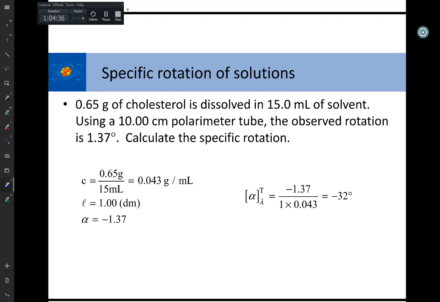Okay, all right. 0.65 grams of cholesterol is dissolved in 15 milliliters of solvent, because you're going to fill a 10 decimeter cell, so it has to have a fairly large volume. But it's using a 10 centimeter polarimeter tube, that's the cell. The observed rotation is 1.37. Calculate the specific rotation. So again, know the equation, but the specific rotation equation is this.